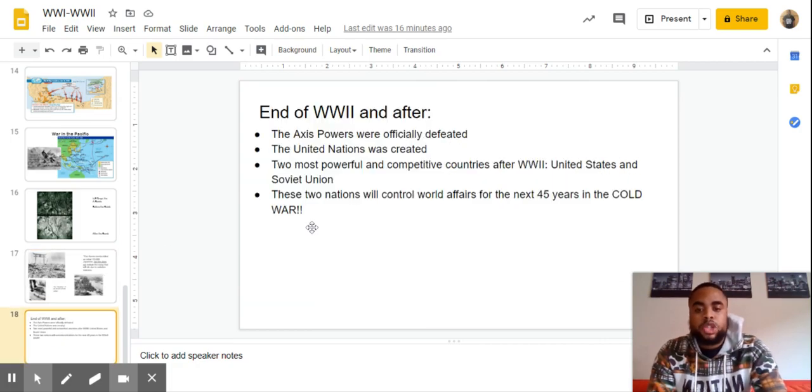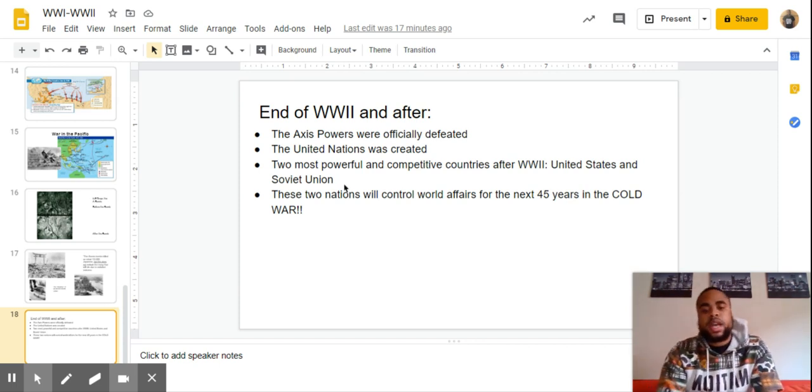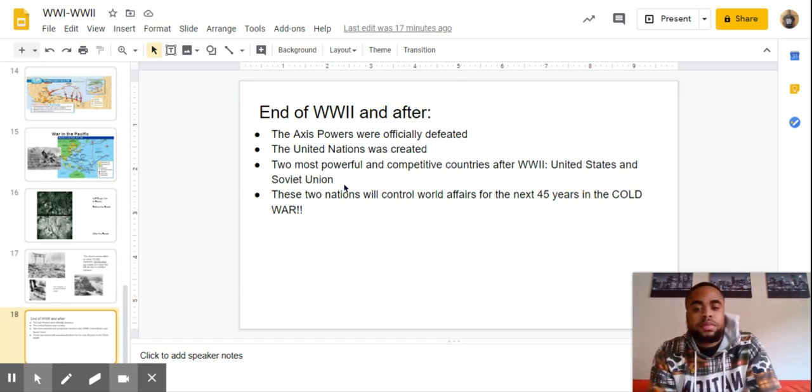So after World War II, right, we know that those who were on the Axis side, including Germany, Italy, and Japan, lost. The United Nations was created to replace the League of Nations, which failed, and the United Nations still exists today to help countries with arms treaties and with health and all kinds of conflicts that happen and to keep peace. There are two countries that emerged out of World War II as the most powerful, and that includes our country and Russia, or the Soviet Union.